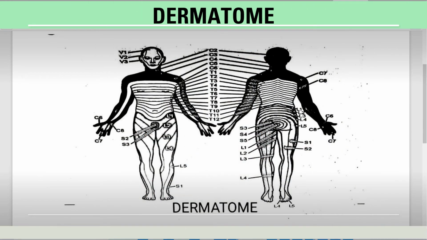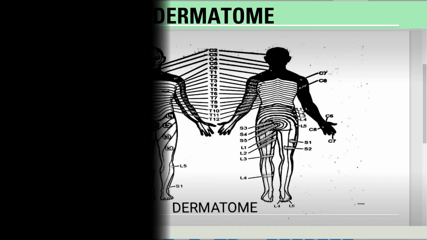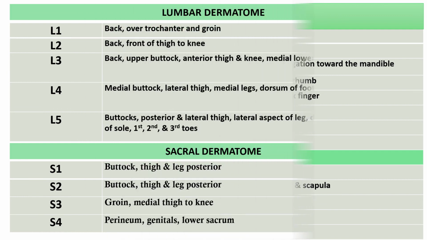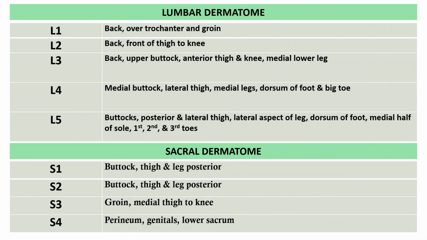You can see here a diagram of all the affected areas involved in the dermatome test. We have the cervical vertebrae, thoracic vertebrae, lumbar vertebrae, and sacral vertebrae. Guys, the following information provided here are the sites of the cervical dermatome, thoracic dermatome, lumbar dermatome, and sacral dermatome. It is very important to know all these sites for your oral or practical examination.